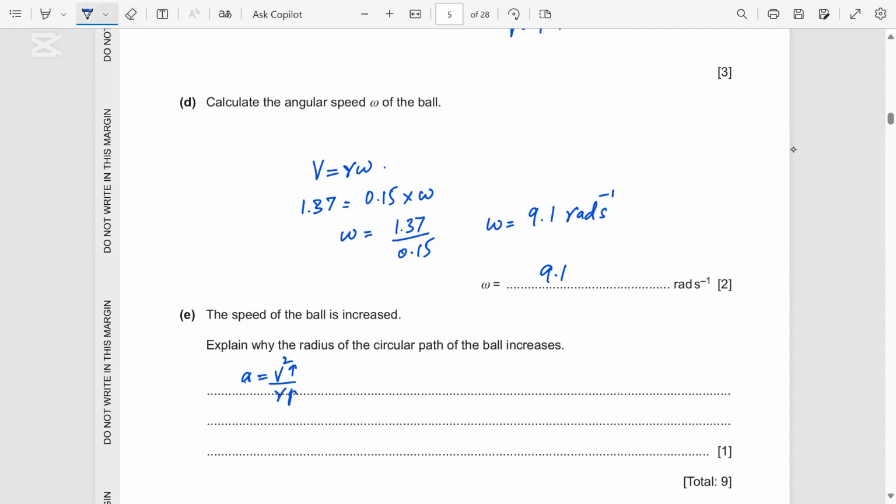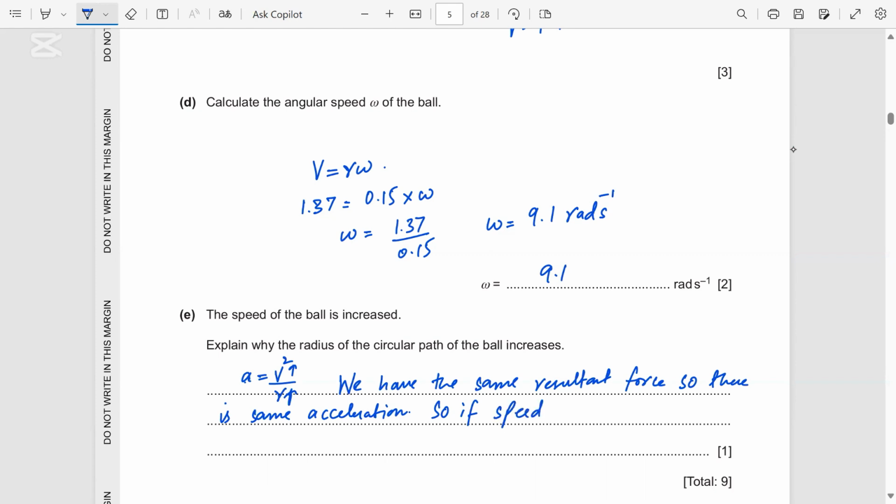So what you'll write here is that we have the same resultant force. So there is the same acceleration, right? And if the acceleration is the same, so if speed increases, for example, the radius must also increase.